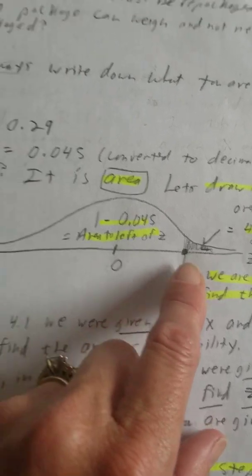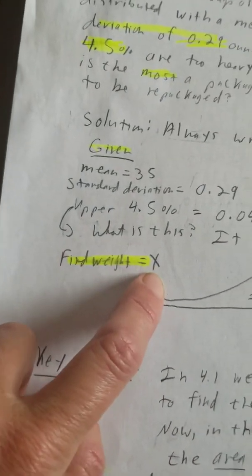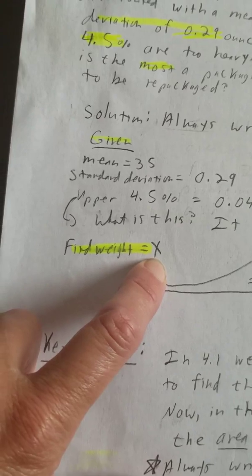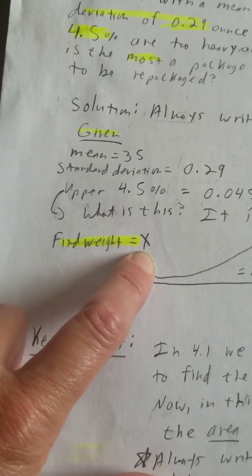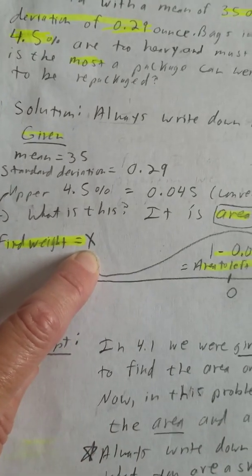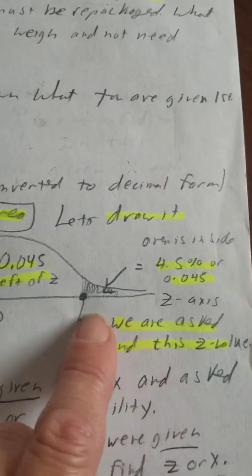Why? Because we eventually want to find weight. If we know Z, we can convert it to X. Remember those formulas? Hopefully you have your formula sheet out and can see those formulas. Okay? But our first goal is to find this Z value.